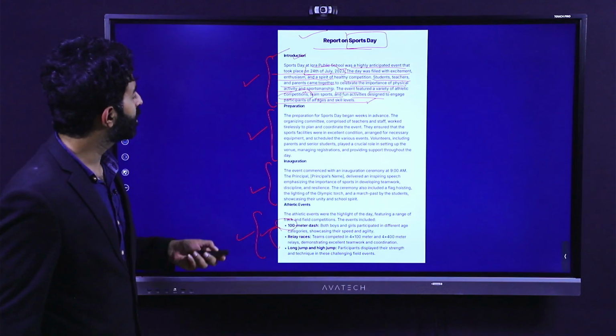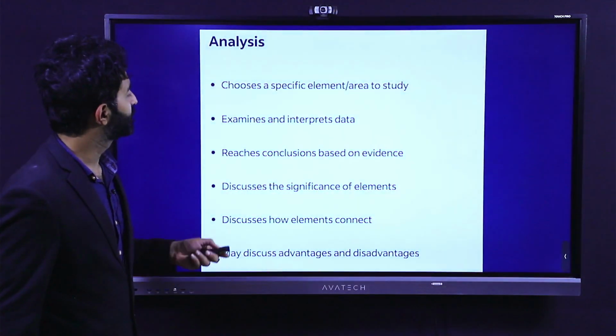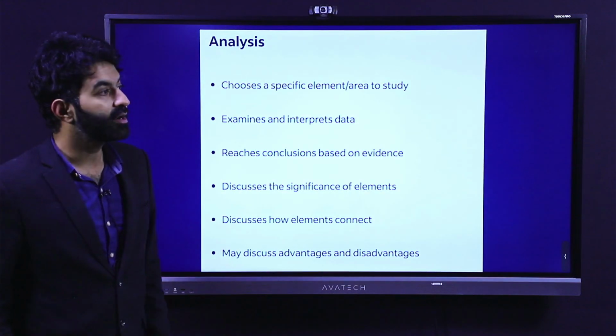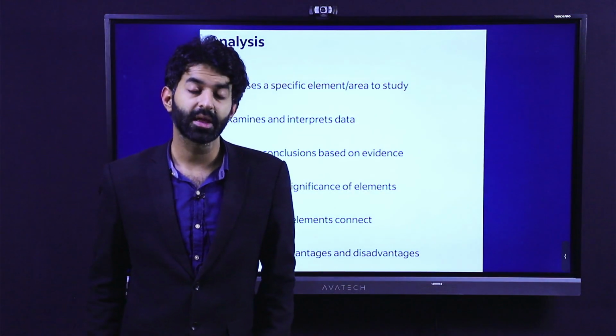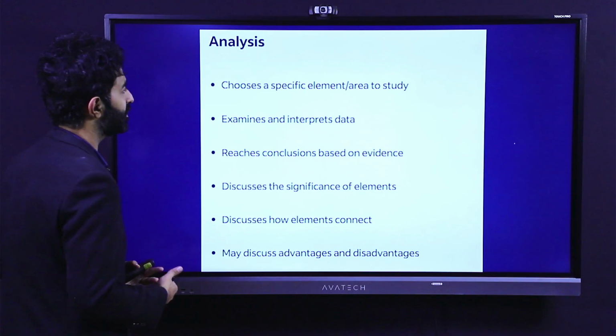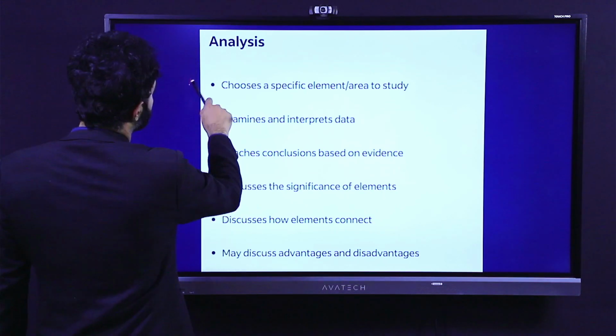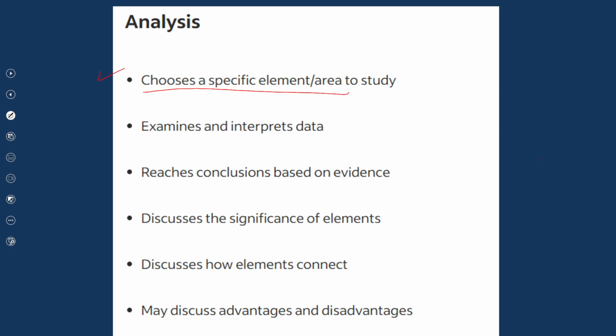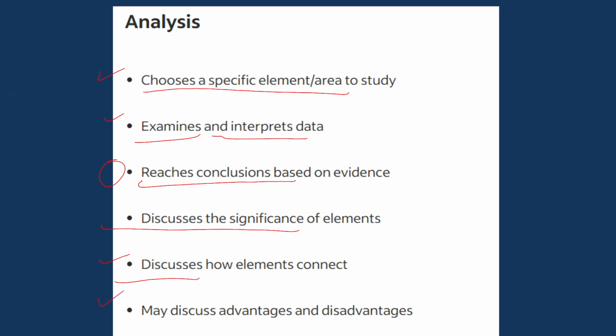All right, now, yes, let's look at some points. Let's consider them whenever we are analyzing something. So whenever we are analyzing something, some text, first, we choose a specific element or area to study. What are we studying? Then examine and interpret data that is there, reach conclusions based on evidence, discuss the significance of elements, discuss how elements connect, and may discuss advantages and disadvantages.